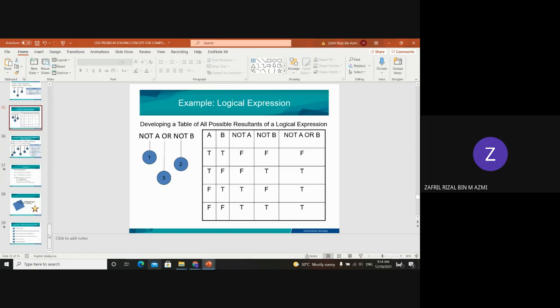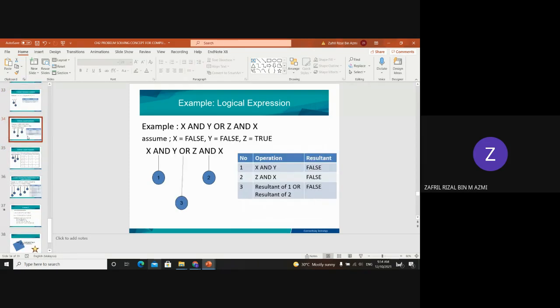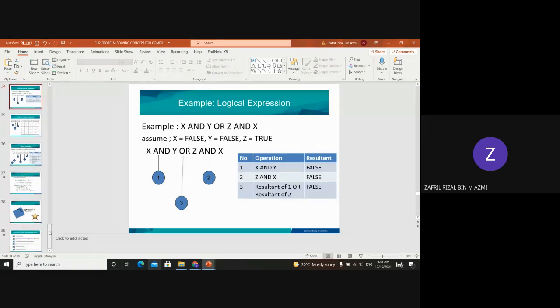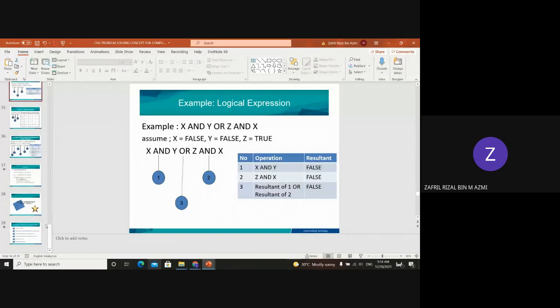Okay, so that's it for today. Any question? A bit much to cover, but it is just a very basic operation.